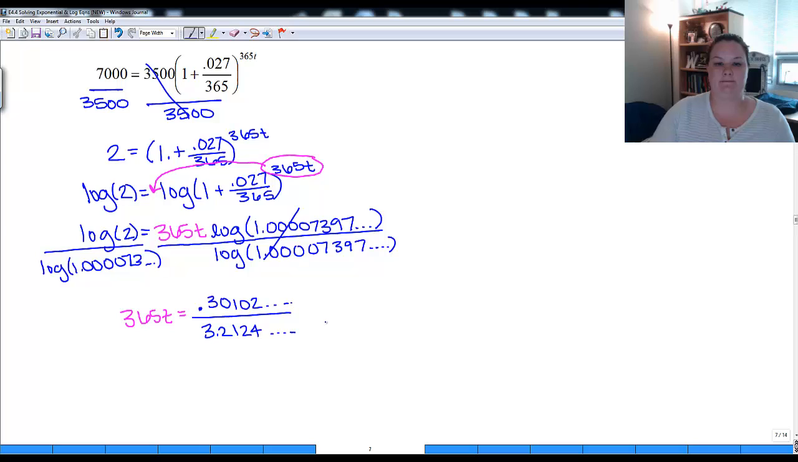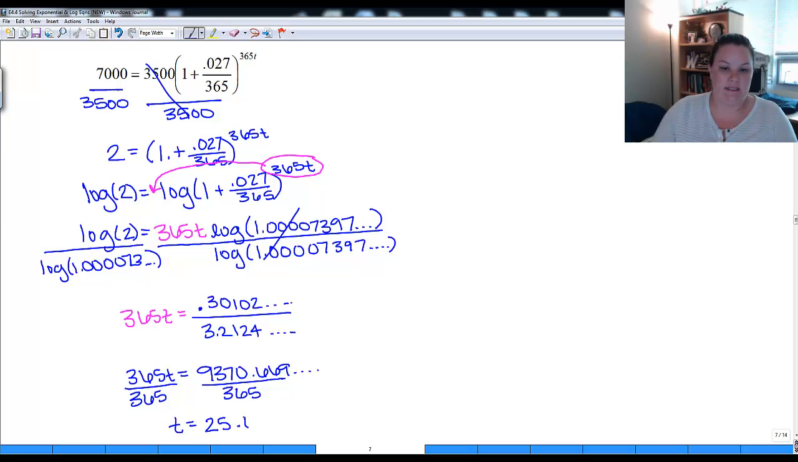3.2124 blah blah blah. Okay, so I have 365t is equal to, when I divide these two numbers, it should give me 9,370.669 and some more stuff. Okay, so this is looking better. I know it seems horrible, but we're just trying to whittle down to solve for t. So notice the only thing I have left to get rid of is this 365. So I'm going to go ahead and divide off that 365, which will give me t is equal to 25.6730 and some more stuff.